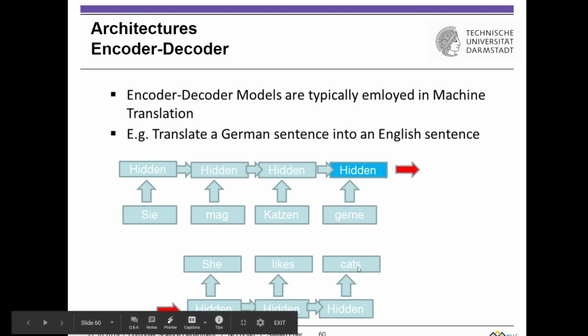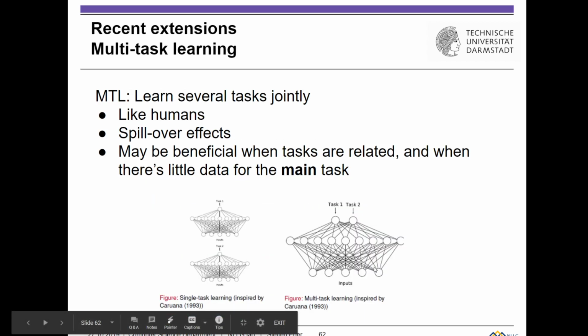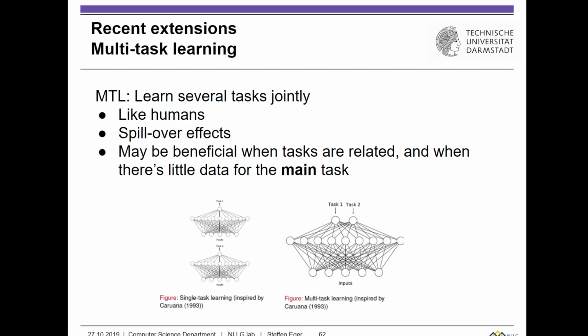And we could translate a German sentence into an English sentence with such a model, like sie mag Katzen gerne into she likes cats. Now, beyond these classical architectures, we have seen a couple of interesting extensions in recent years. For example, we have seen multitask learning in the context of deep learning that has also been popularized very much in natural language processing.